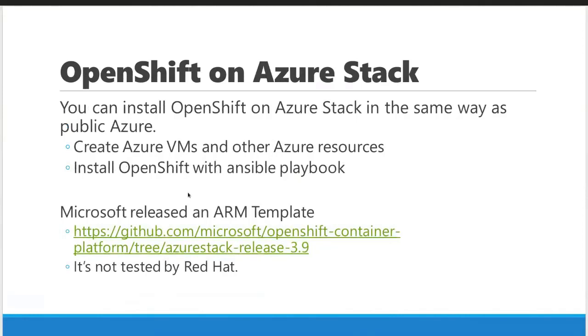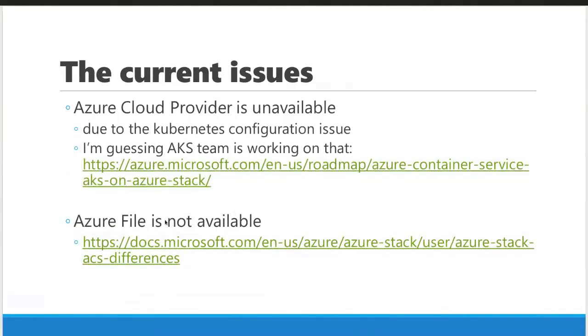Basically, OpenShift can work well on RHEL servers regardless of the infrastructure. Therefore, you can deploy OpenShift on RHEL virtual machines in Azure Stack in the same way as in Azure. Microsoft has released an ARM template to deploy OpenShift in Azure Stack. However, Red Hat hasn't tested it. I also have a concern about the available storage options on Azure Stack.